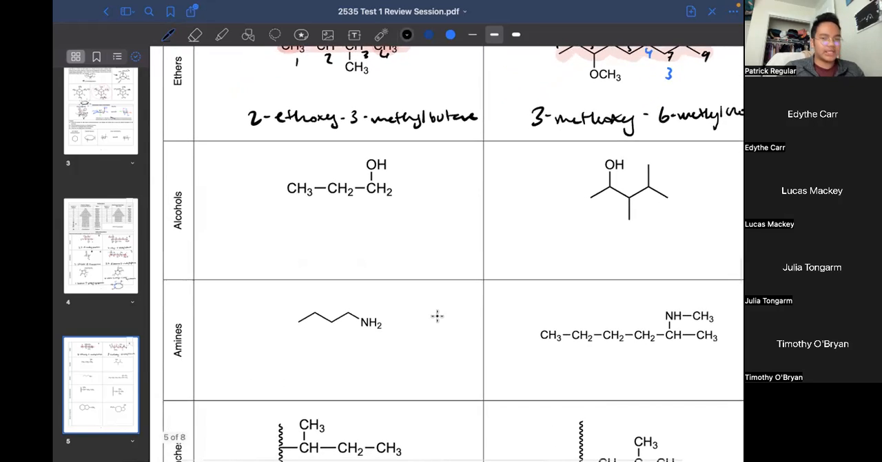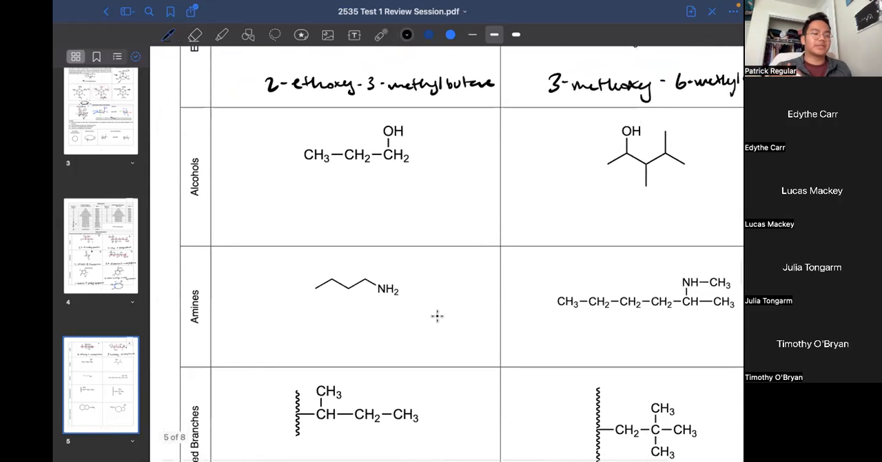Now we get into the interesting stuff. Functional groups. The two functional groups you have to know are alcohols and amines. If an alcohol is on a chain, that has to get the lowest number possible. Same thing with amine. If an amine is on a chain, it has to be the lowest number possible. If an amine and an alcohol are in the same compound, the alcohol gets priority and the amine gets treated just like everybody else.